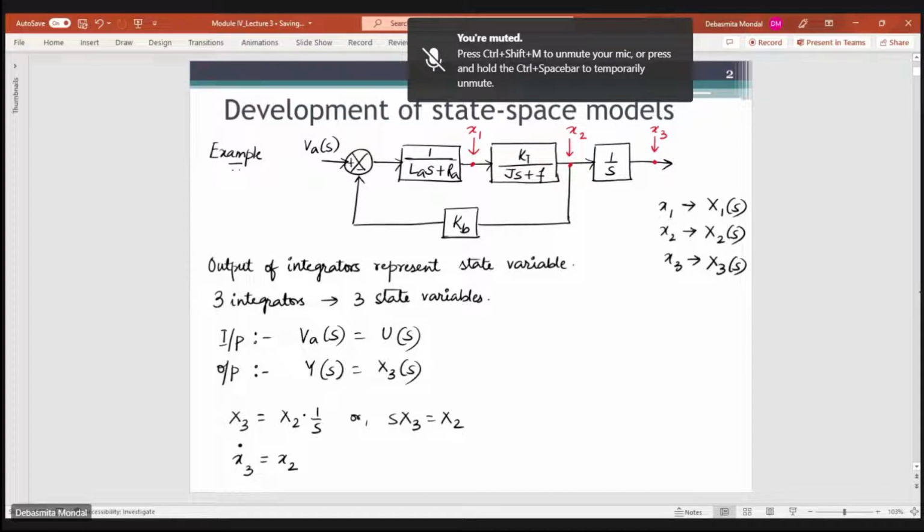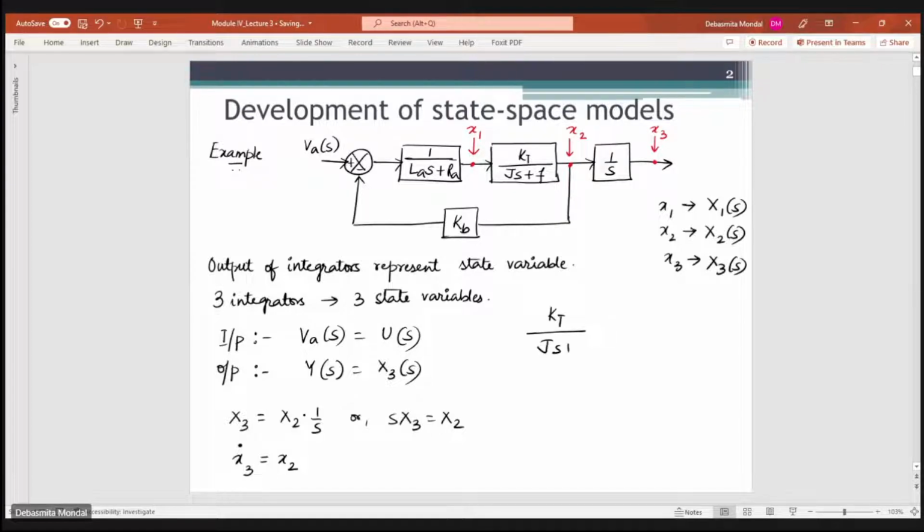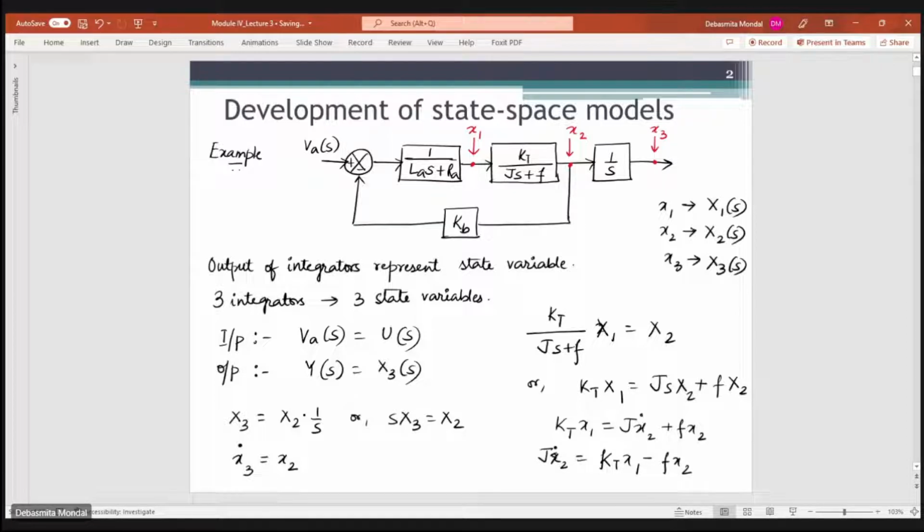For this one you have Kt by (Js plus f) multiplied by x1 is equal to x2, right? So from here you can write Kt into x1 equals Js x2 plus f into x2. And s into x2 is nothing but x2 dot. So in the time domain you will have Kt into small x1 equals J into x2 dot plus f into small x2. You can rearrange this equation and write J x2 dot is equal to Kt into x1 minus f into x2. So this is your equation number 2.